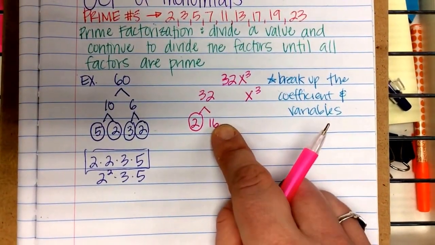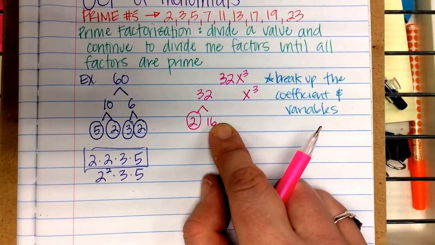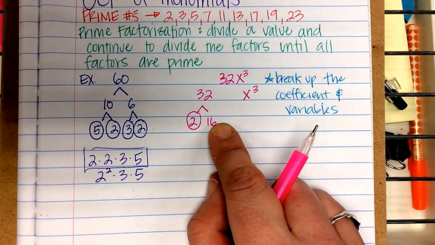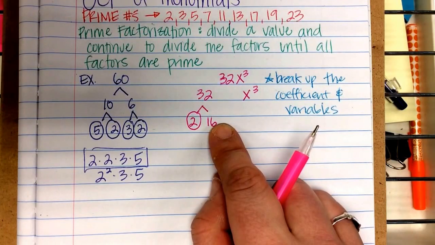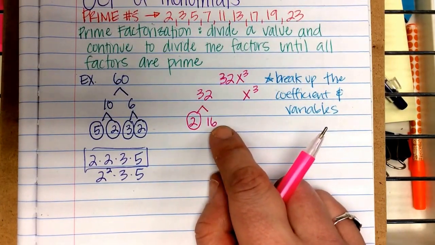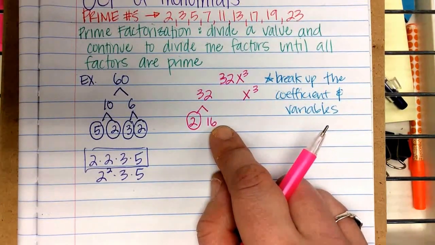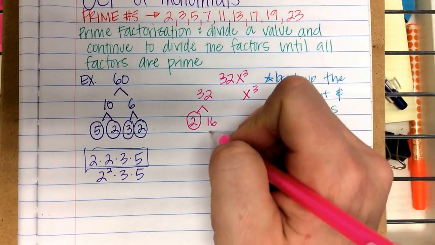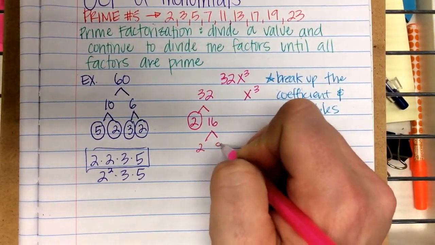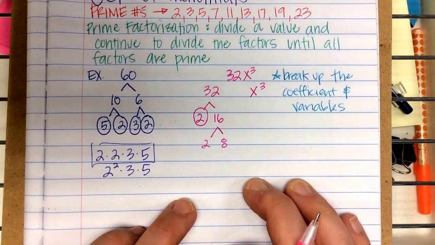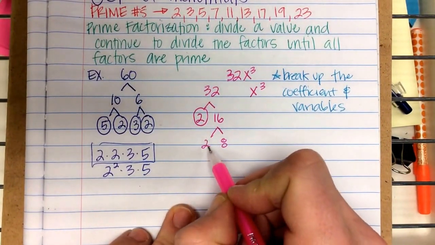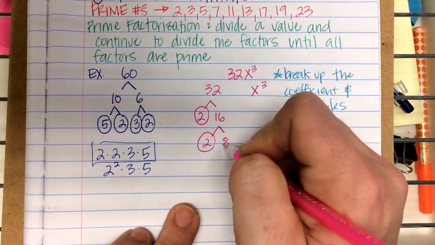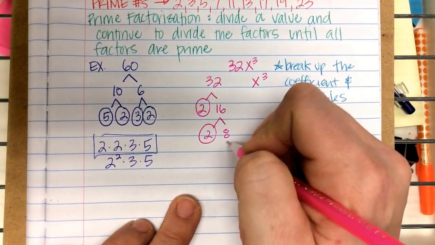You can go 2 ways. What's one way of dividing 16, Samantha? 2 and 8. What's another way of dividing it, Angelina? 4 and 4. Both will get you the same answer. If I went 2 and 8, is 2 prime? Yep. Is 8 prime? Nope. So let's divide 8.